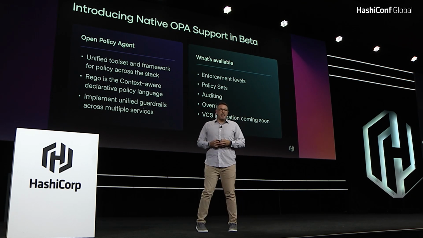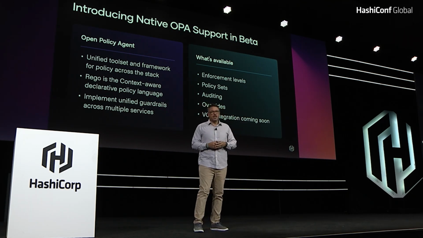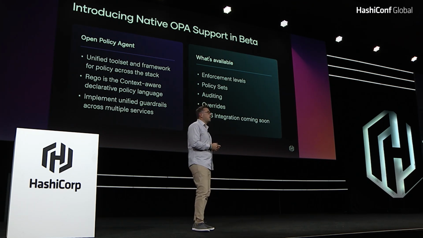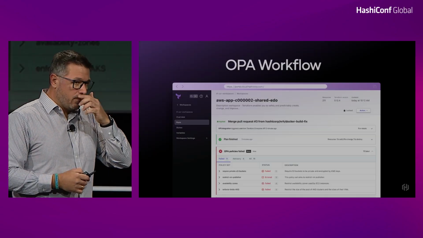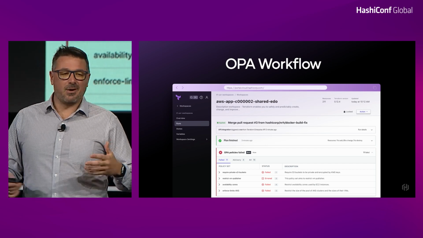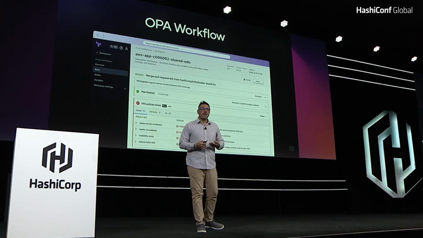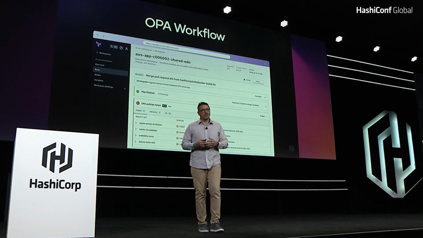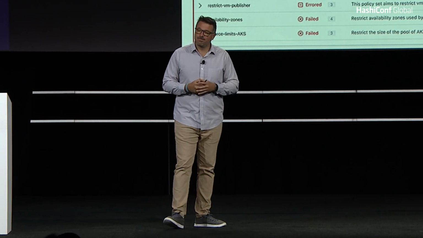And it has the same level of support as Sentinel in terms of the functionality, enforcement levels, policy sets, auditing, overrides, the same workflow. Quick screenshot of what that looks like. If you're familiar with Sentinel workflows within Terraform Cloud or Enterprise, this will feel just the same. If you're already a user of OPA within your organization, this makes a lot of sense. Otherwise, both Sentinel and OPA will be supported going forward.